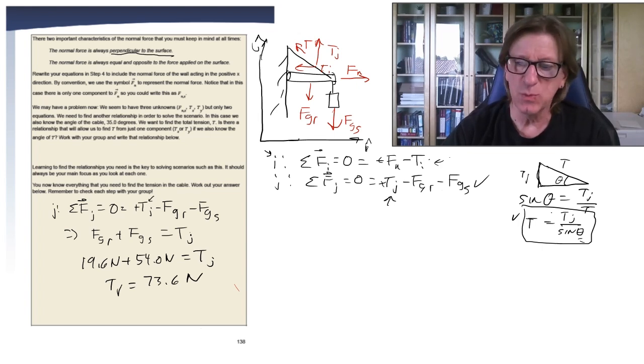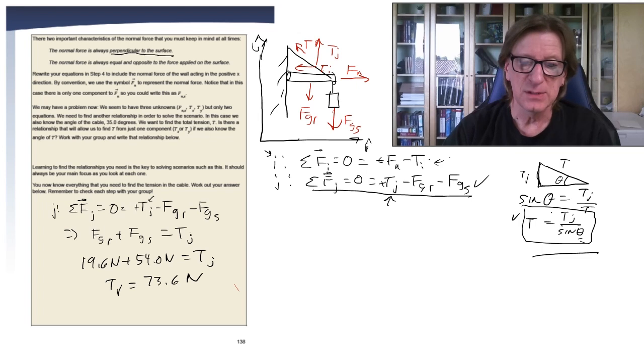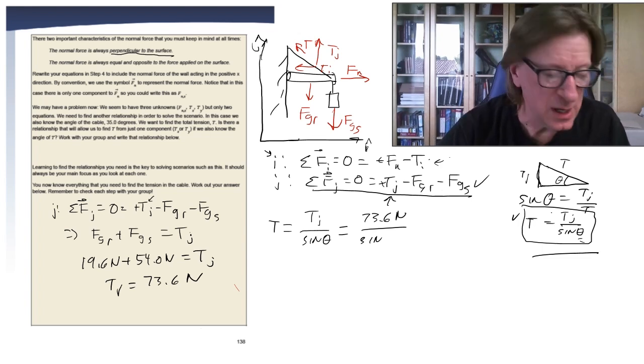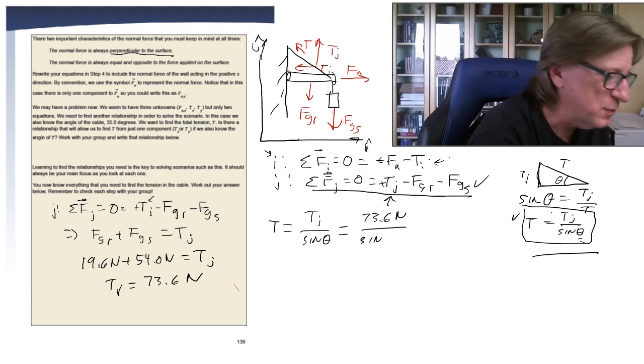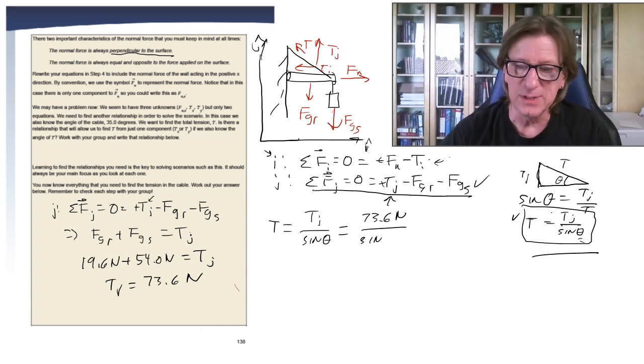I'm not done though, because what I actually want is T. Well, okay, I have now used this equation, so now all I need to do is use my other equation. All right, so let's do that now. So I know that T is going to equal TJ over sine theta, and that's going to equal 73.6 newtons divided by the sine of whatever our angle was, which I believe was 25 degrees, but maybe we better look that up before we get too far. 35 degrees. Okay, so 35 degrees. Just make sure that we're making it match.